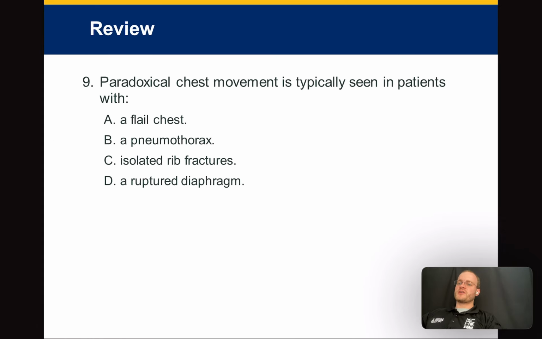Paradoxical chest movement is typically seen in patients with a flail chest. Remember, what's the definition of a flail chest? This is where you break two or more adjoining ribs in two or more places. And so this is a flail chest, meaning that segment will move in the abnormal direction of everything else.